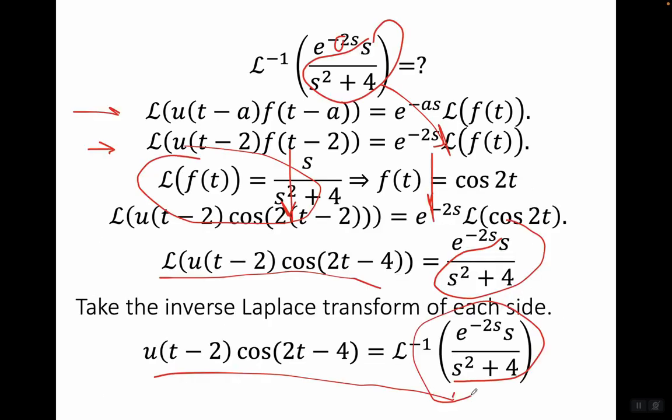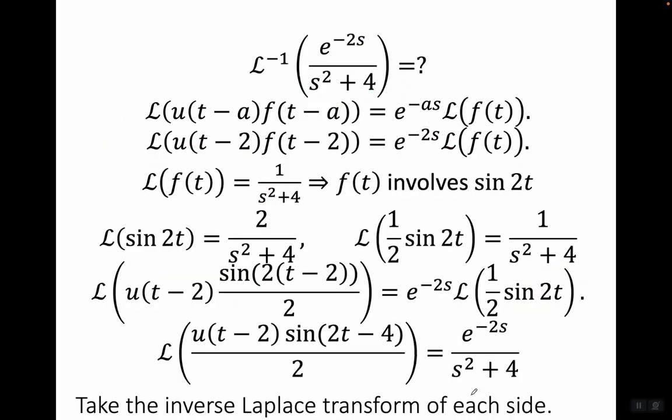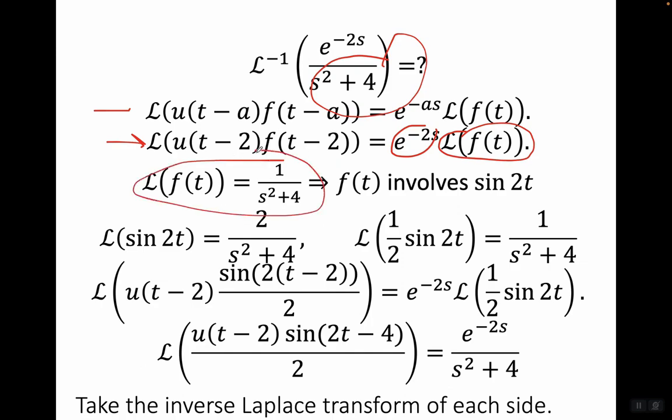Okay, so we had e^(-2s) s/(s²+4). Now we have just plain e^(-2s)/(s²+4). Use the formula we've seen before. Plug in a equals 2. We end up with that. Again, we can see that we have e^(-2s) times the Laplace transform of f(t), and the Laplace transform of f(t) is going to be 1/(s²+4).